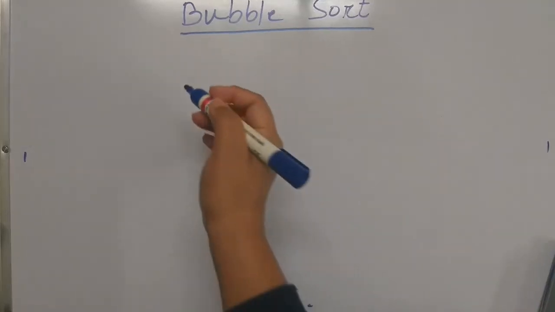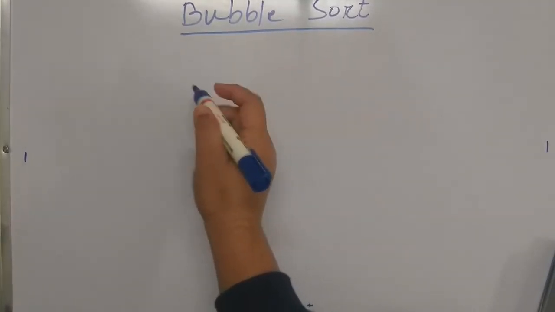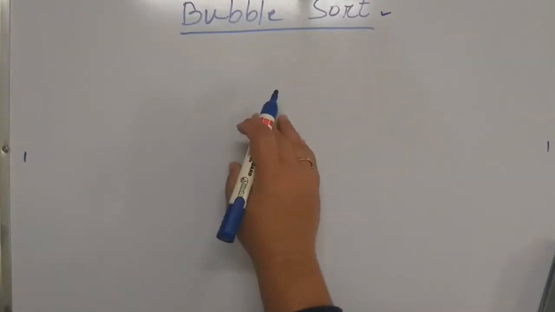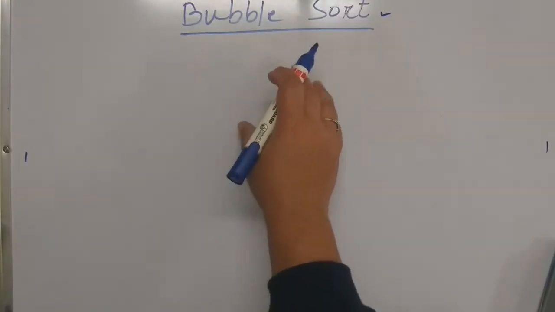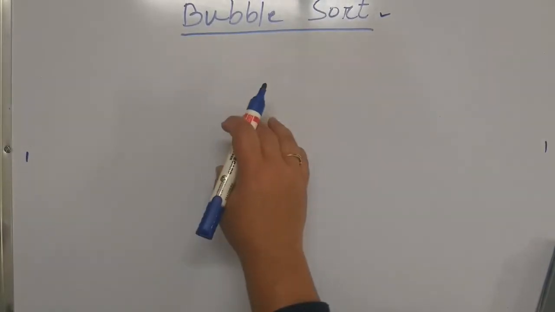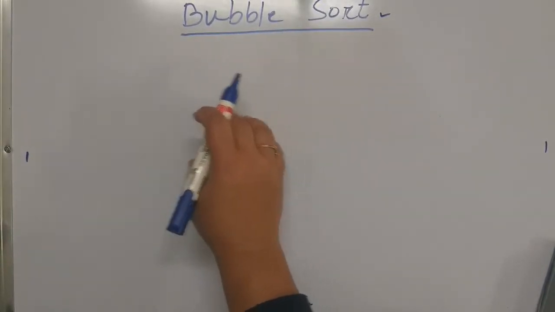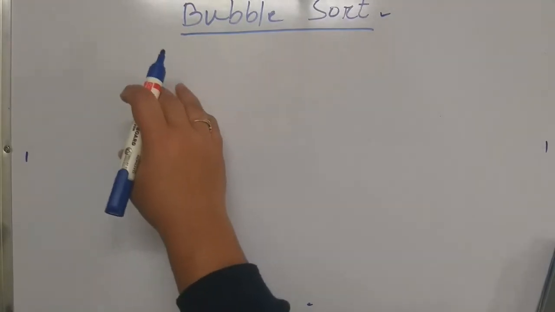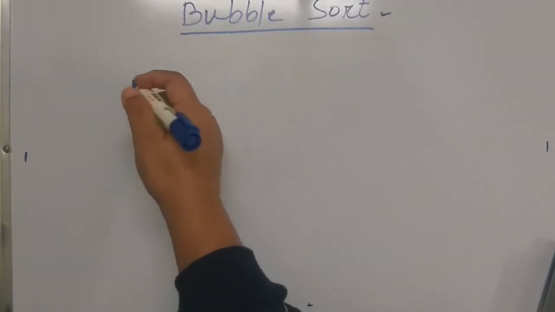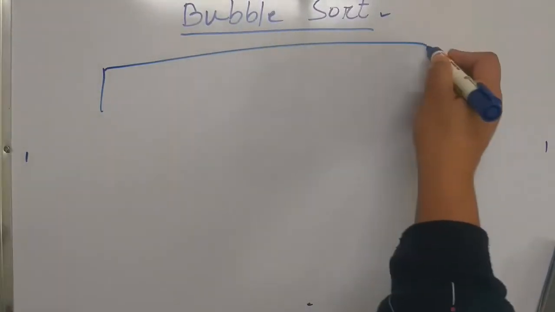Hello friends, today we will discuss one sorting algorithm which is called bubble sort. Before that, once again I will tell you what we mean by sorting. If a list is given, we sort this list either in ascending order or in descending order. Suppose one list is like this.